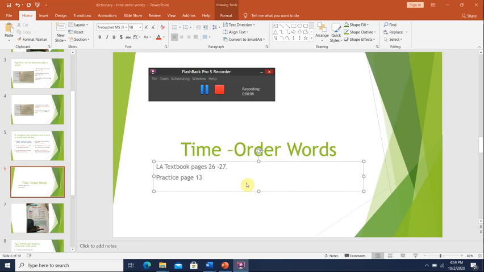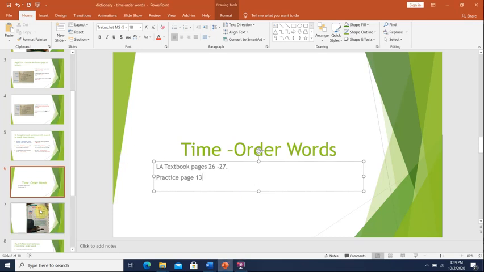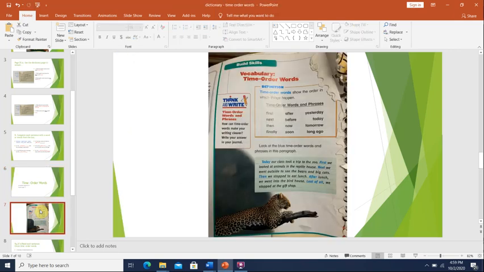Let's start with today's grammar lesson, and today's grammar lesson is called time order words. Okay, what are time order words? Time order words are words that we use to show the order of how things happen. So when you want to explain about your day or how you do something, you use time order words to show the person the steps of how you're doing something.